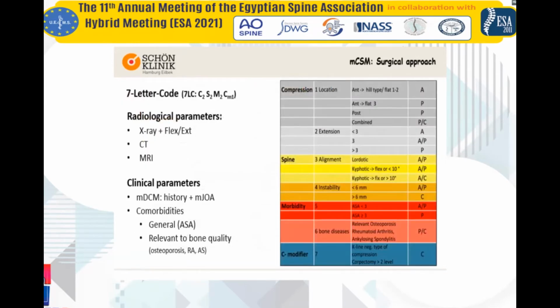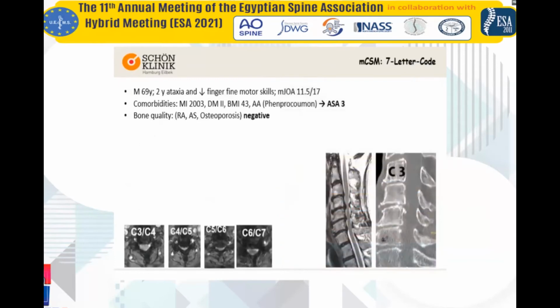I would like to give you an example. Here you can see our 7-letter code. It's important to know the compression, location and extension, so C2. The alignment and instability of the spine makes it an S, then the morbidity, and the C modifier, where we look for the K-line.